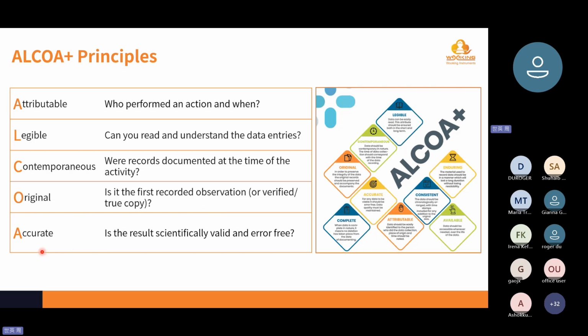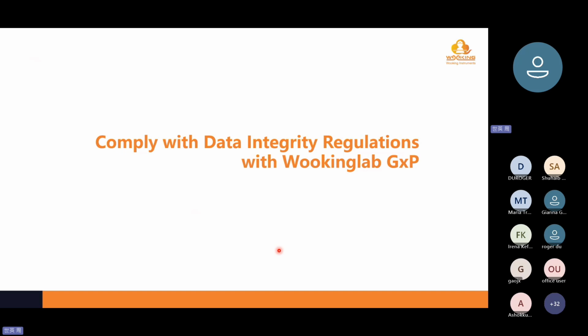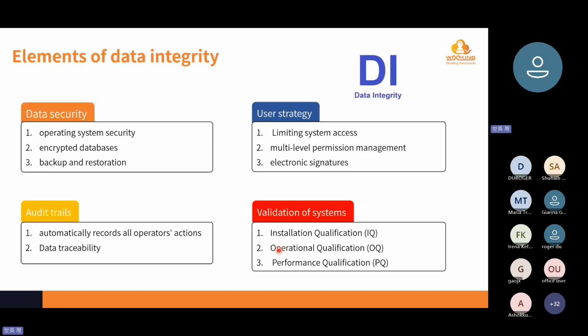A represents accurate, meaning the result is valid and error-free, and should include metadata. The next part, we will learn how to use Wooking Lab GxP to comply with data integrity regulations. There are 4 elements of data integrity, including data security, audit trails, user strategy, and validation of systems. Each of these elements has different requirements, and I will talk about them in detail.